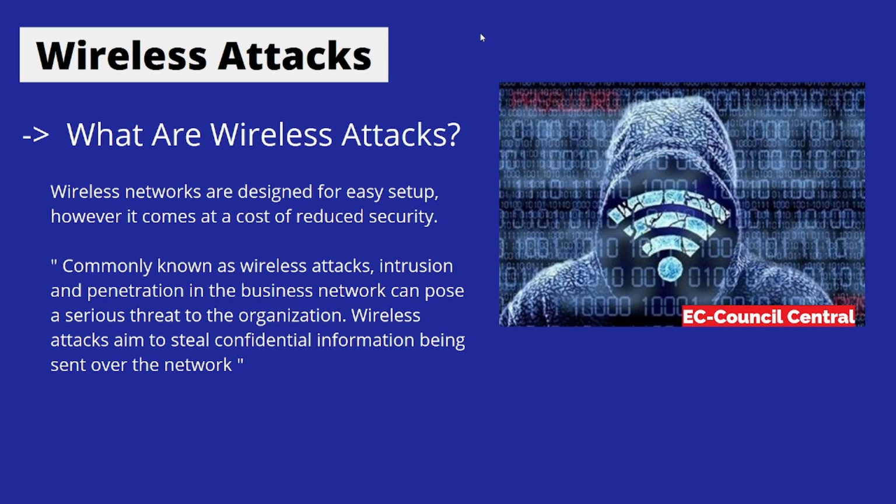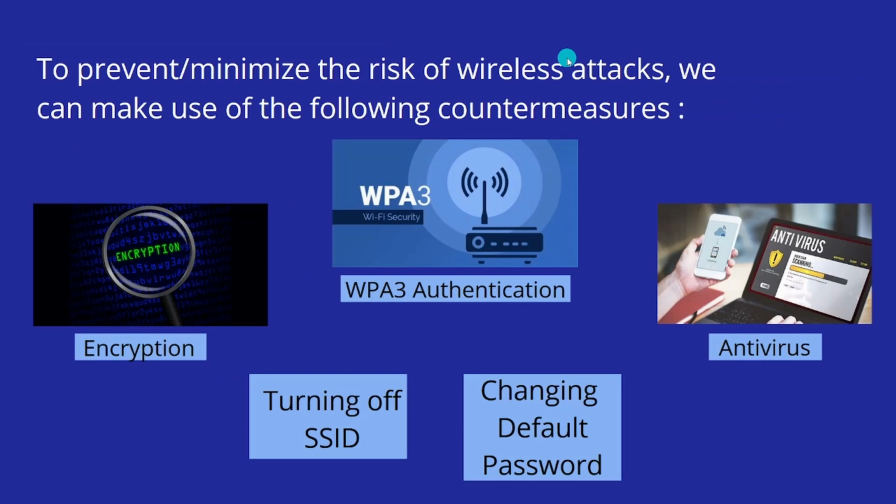Wireless attacks. Wireless networks are designed for easy setup. However, there's a problem. It comes at a cost of reduced security. Attacks carried out on these wireless networks are commonly known as wireless attacks. Intrusion and penetration in the business network can pose a serious threat to the organization. Wireless attacks aim to steal confidential information being sent throughout the network. To prevent or minimize the risk of wireless attacks, we can make use of the following countermeasures: encryption, setting up WPA3 authentication, use of antivirus, changing the default password, and turning off the SSID.